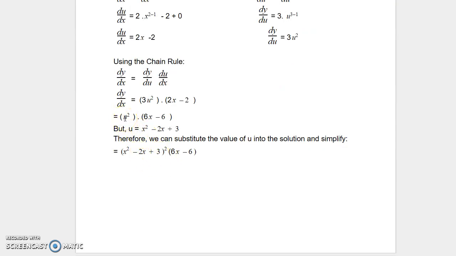Wherever we see u, we cannot have u as part of the answer. So wherever we see u, we're going to substitute x squared minus 2x plus 3, and that is what we started saying in the beginning of the solution process. Therefore, we can write this as x squared minus 2x plus 3, the whole thing raised to the power of 2, times 6x minus 6. And this is how we can solve complex problems using the chain rule.